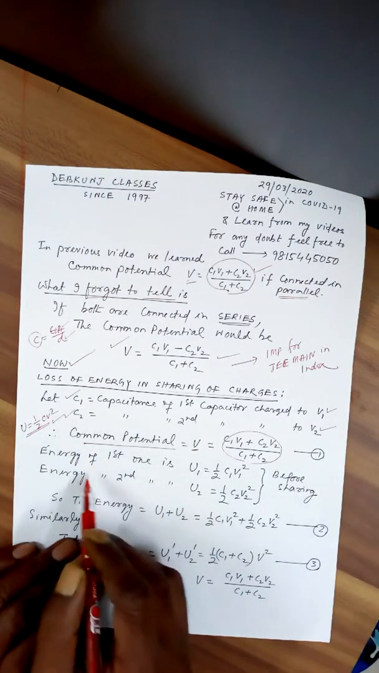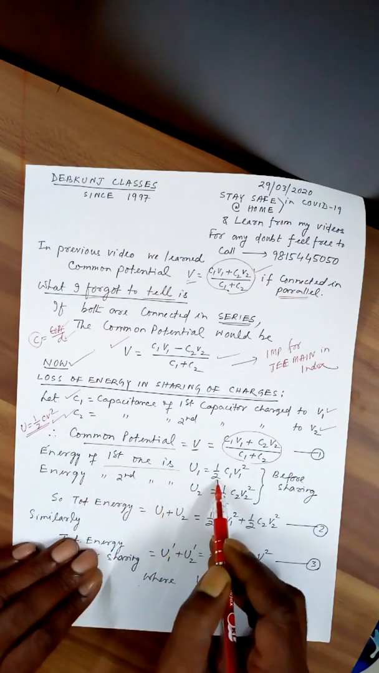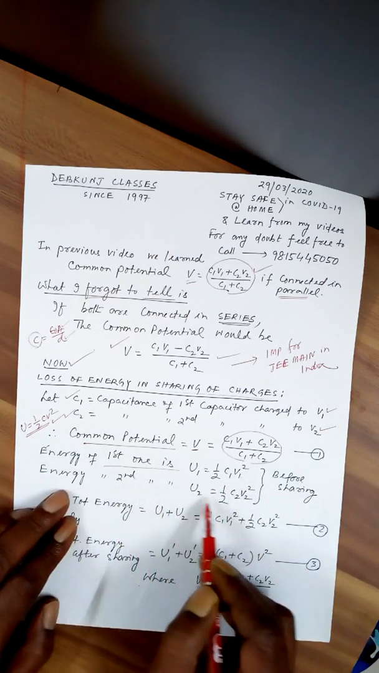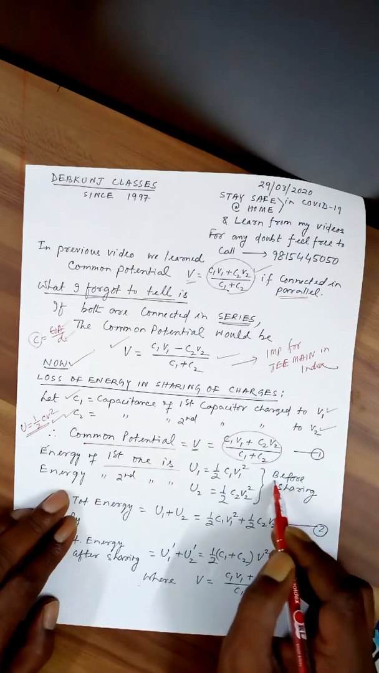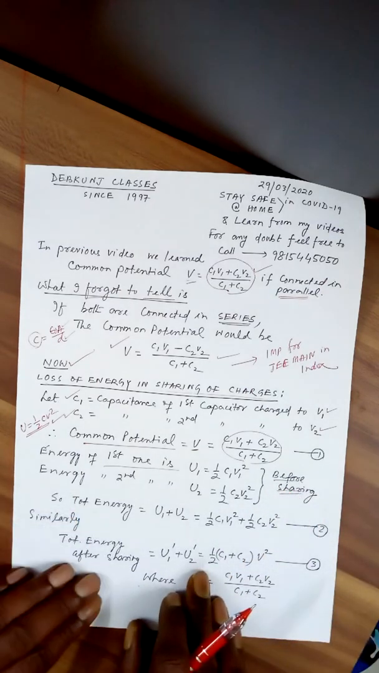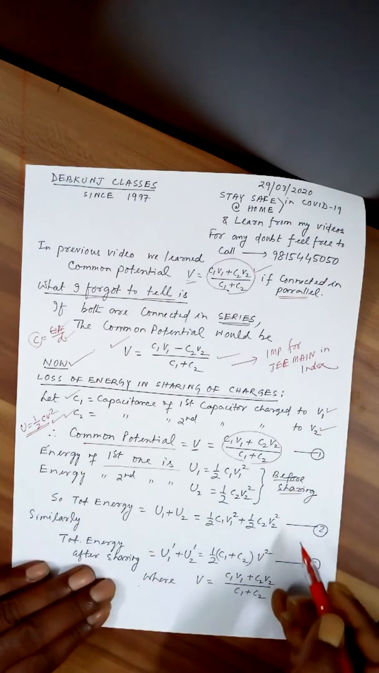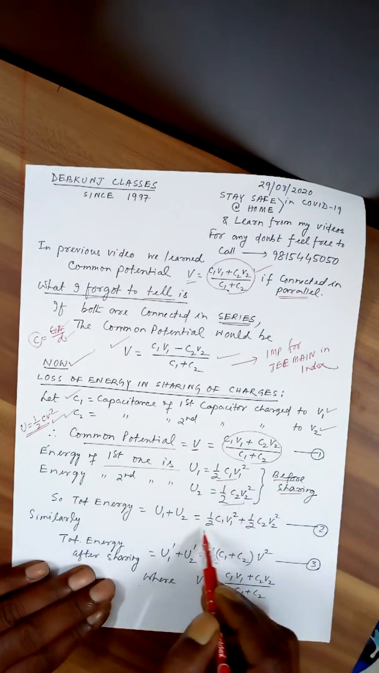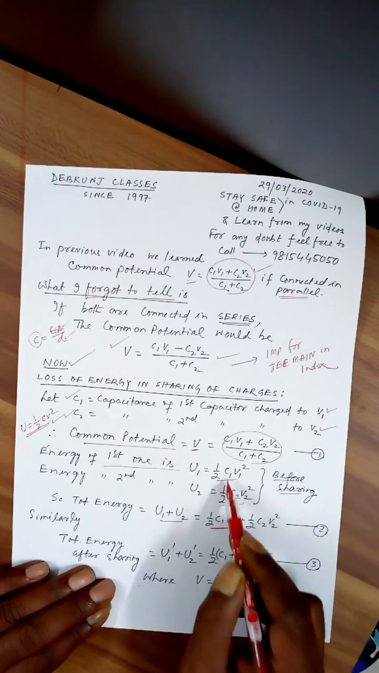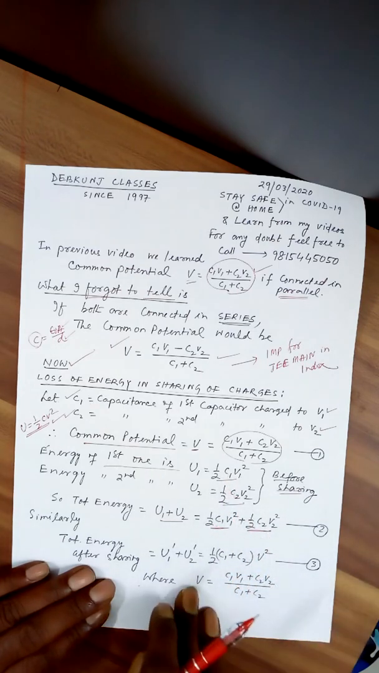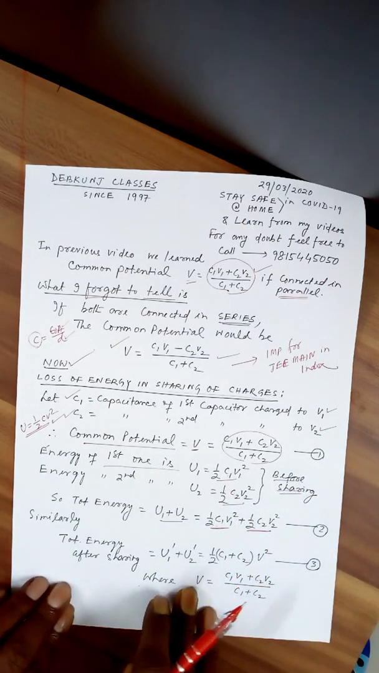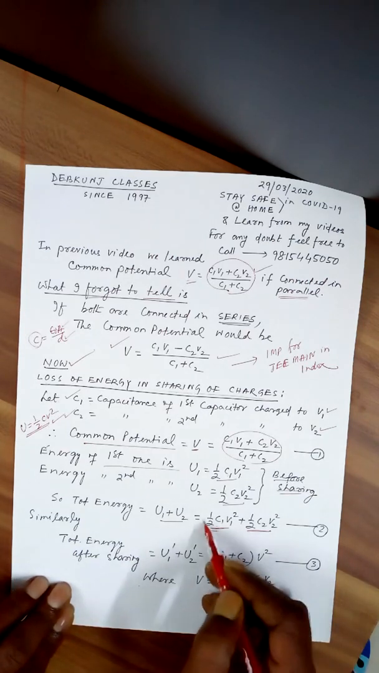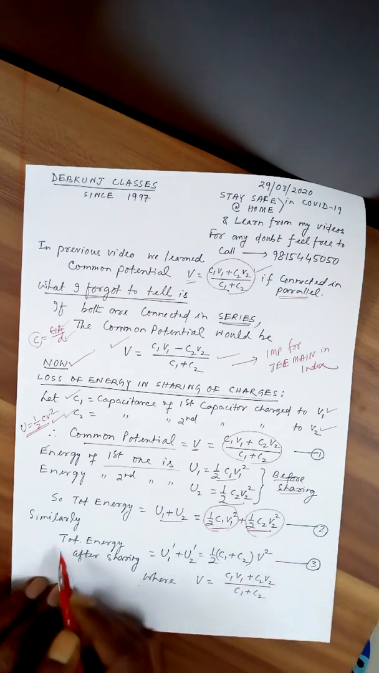So using this, the energy of the first one is half C1 V1 square. The energy of the second one is half C2 V2 square. That is before sharing, before they are connected, so the total energy will be this energy plus this energy. You can't say negative energy, it is just a quantity, therefore both are added.